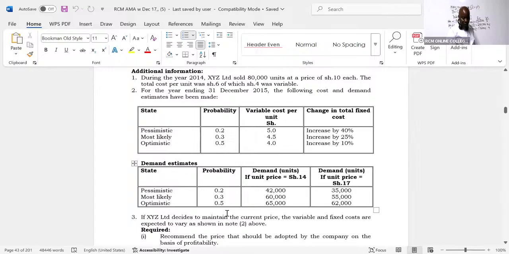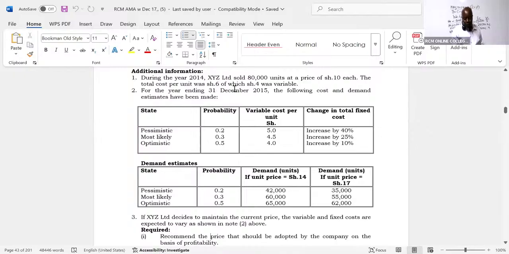Note number 3: if XYZ Limited decides to maintain the current price, by the way, what is the current price? Have they given us the current price? The variable and the fixed costs are expected to vary as shown in note 2 above. Recommend the price that should be adopted by the company on the basis of profitability. So remember, the current price is given in note number 1.